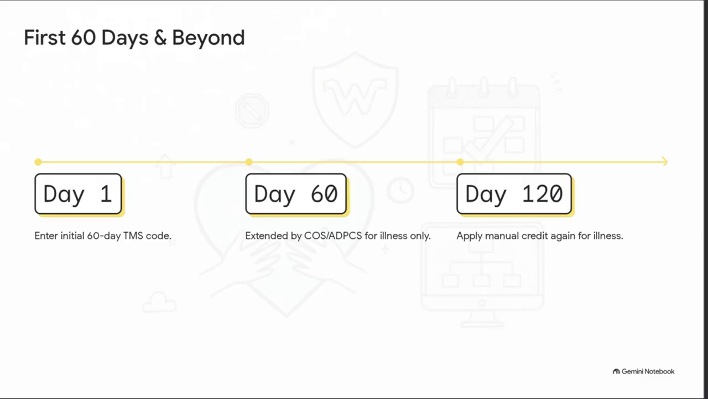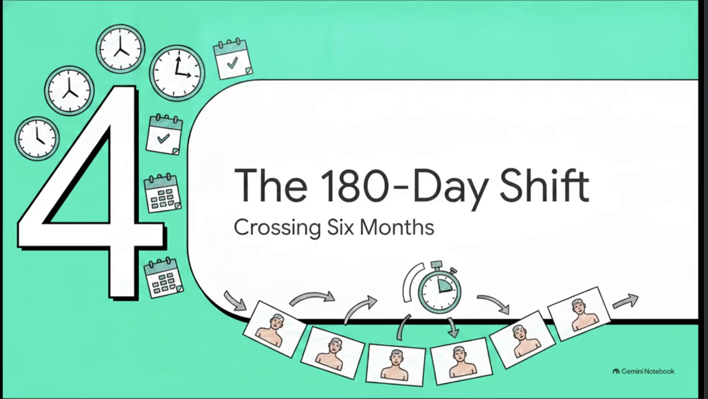Keep in mind though, waivers for the best interest of the facility are strictly for the first 60 days only, so any extensions past that point absolutely have to be for a medical reason. Let's keep going. Section 4, crossing the 6-month mark, the 180-day shift.